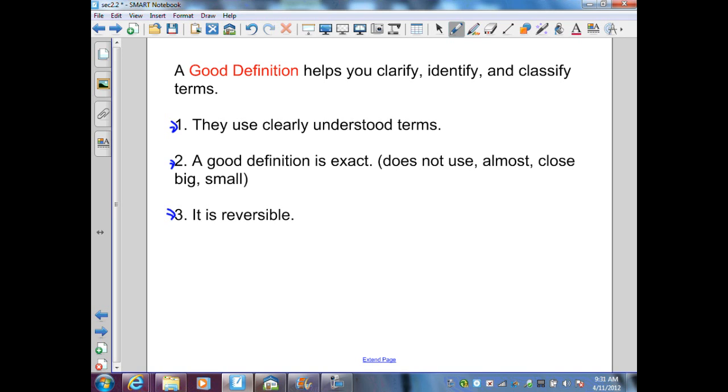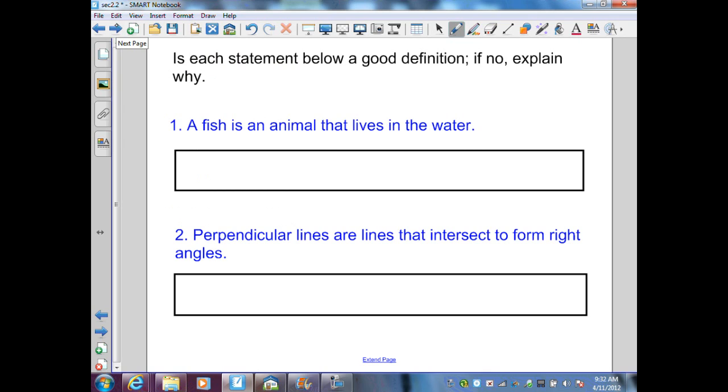We have to be in exact terms so we all know what we're all talking about. And number three, it must be reversible. Therefore, if P then Q is true, I have to have if Q then P also true. And we know that would be a biconditional. Let's look at some examples. Is each statement below a good definition? If no, let's explain why.